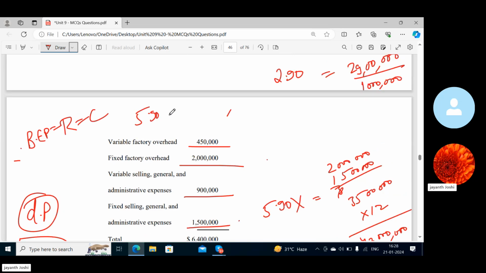Now 5.90 into X is the revenue, and the cost, as you know, 42, this we have calculated as fixed cost. And the desired profits we have discussed is also considered as fixed cost, right? This is what we have to earn, plus variable cost 20. So can you find out the X value right now?